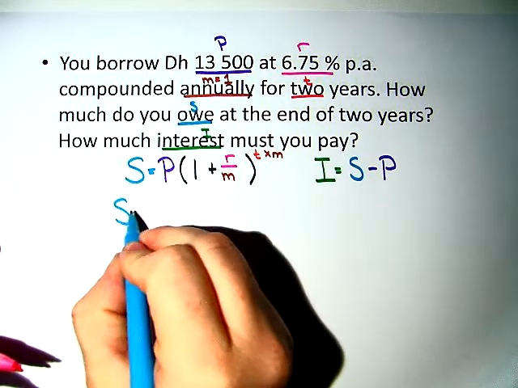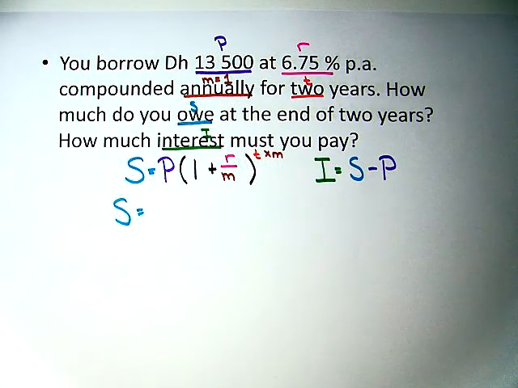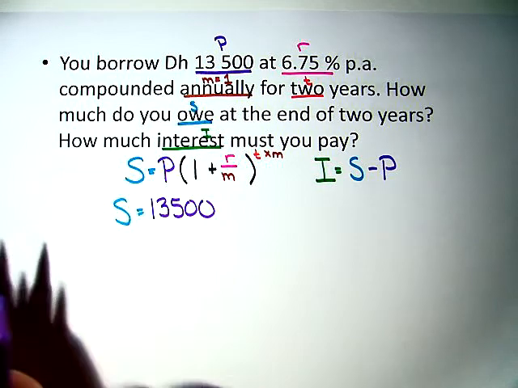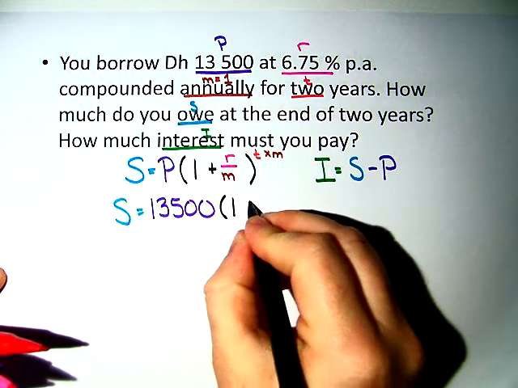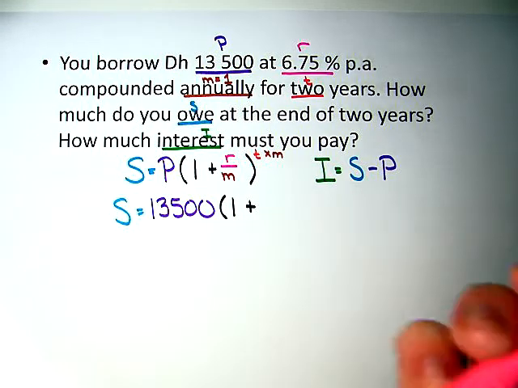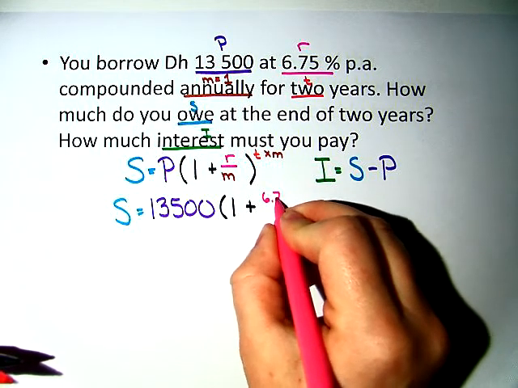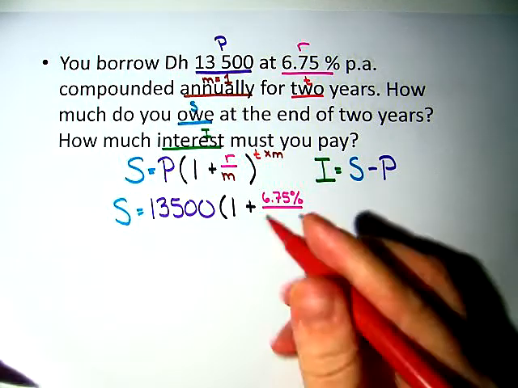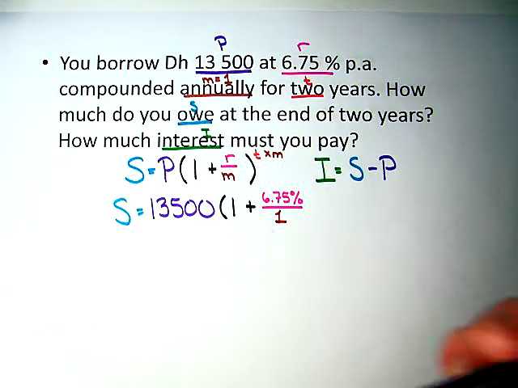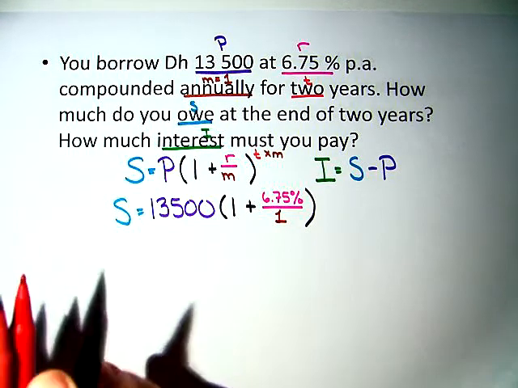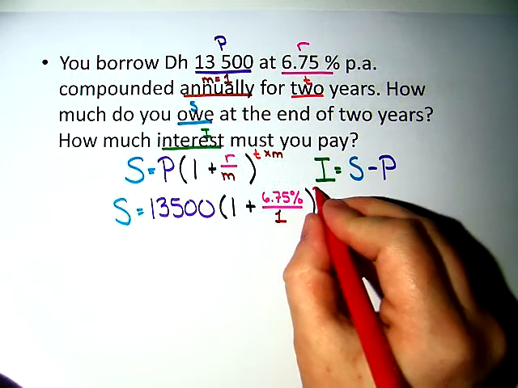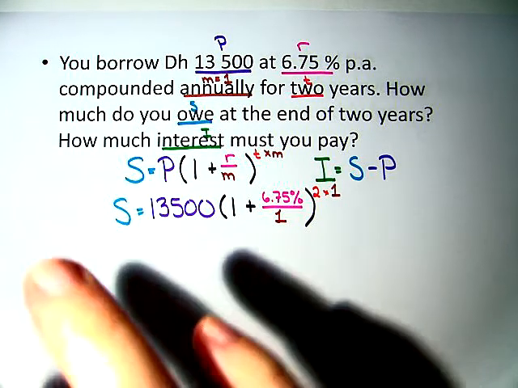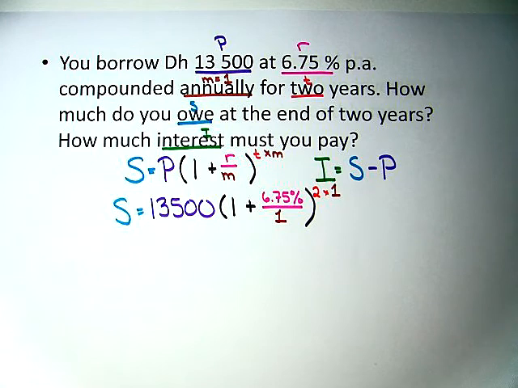So, S equals, our principal is $13,500. Okay, 1 plus our rate is 6.75%. And we're going to divide it by our M, which is 1. And this is all raised to the time, which is 2, multiplied by our M, which is 1. So we're actually going to put this in the calculator exactly as we see it.